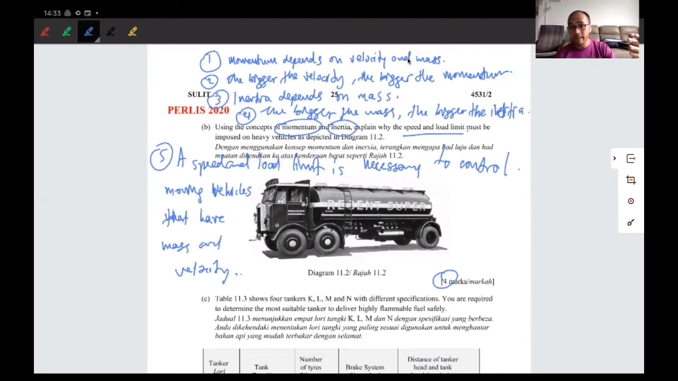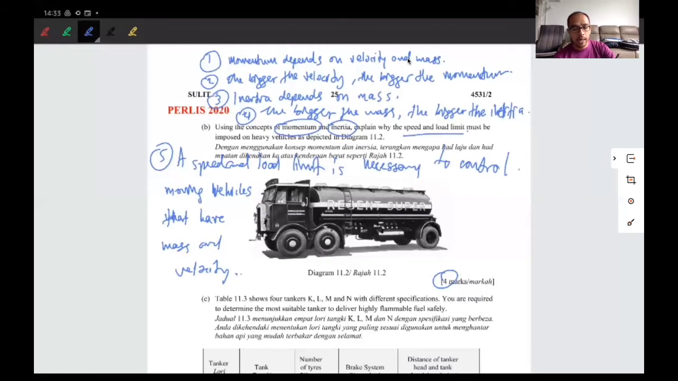Okay, a certain speed limit. You cannot move faster than this, and there has to be a load limit. They cannot be heavier than this, so that it's easy to control these moving vehicles, in terms of this mass and velocity.